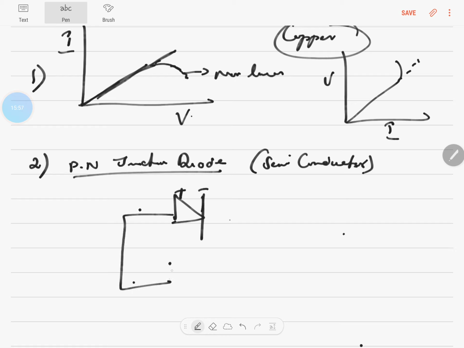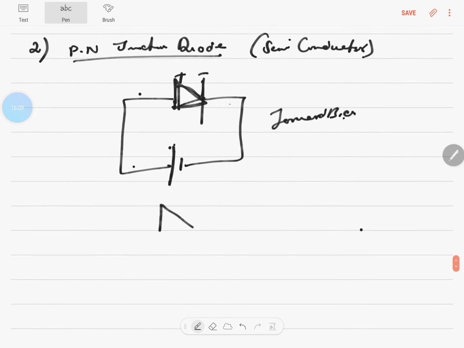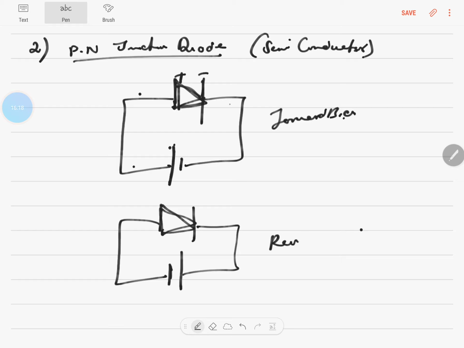What is forward biasing? It is to connect the positive of the diode, which is the triangle, to the positive terminal of the battery, and the negative to the negative. This is called forward bias mode. Supposing I connect it the other way, which means the positive of the diode is connected to the negative of the battery, it's called reverse bias mode.